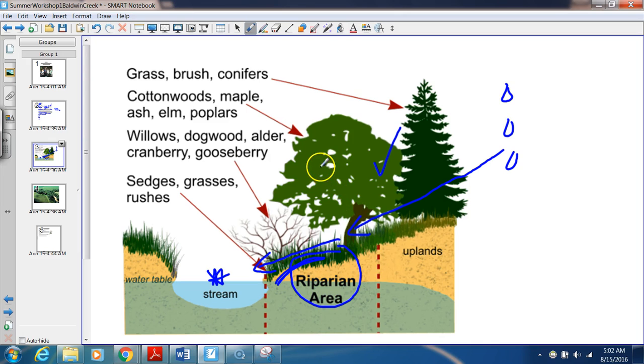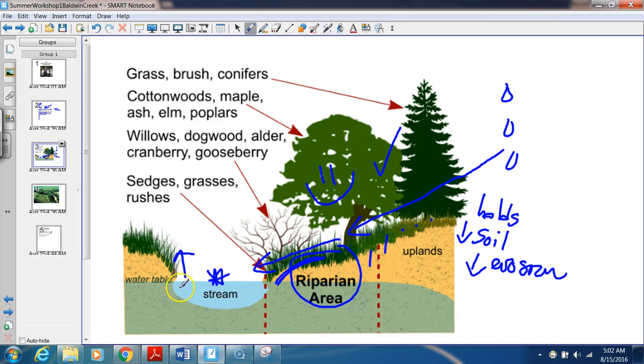But if you have all these wonderful trees in here and vegetation with differing root depths, that actually holds the soil and it filters pollutants, and therefore it reduces erosion. And if you reduce soil erosion, then you improve stream habitat.